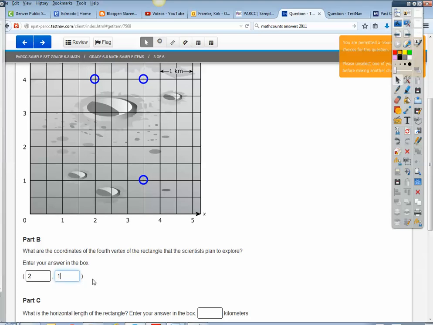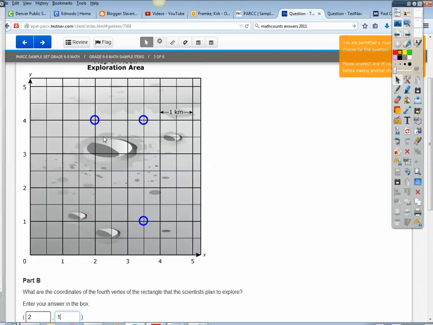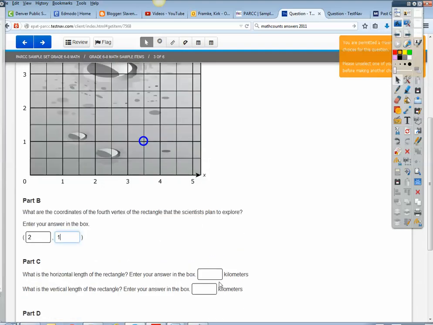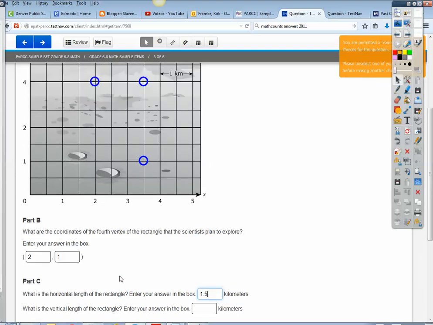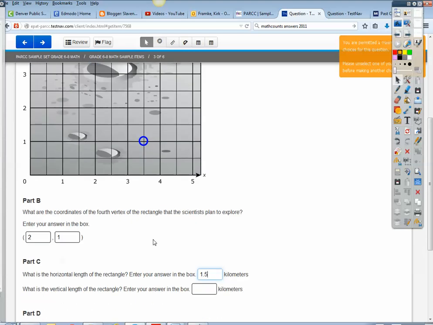Part C. What is the horizontal length of the rectangle? Enter your answer in the box. The horizontal length of the rectangle. Well, it would be from here to here, which is 1.5. My vertical length of the rectangle, just like we talked about, is 6 boxes, but each box is worth a half a kilometer, so that's a total of 3 kilometers.